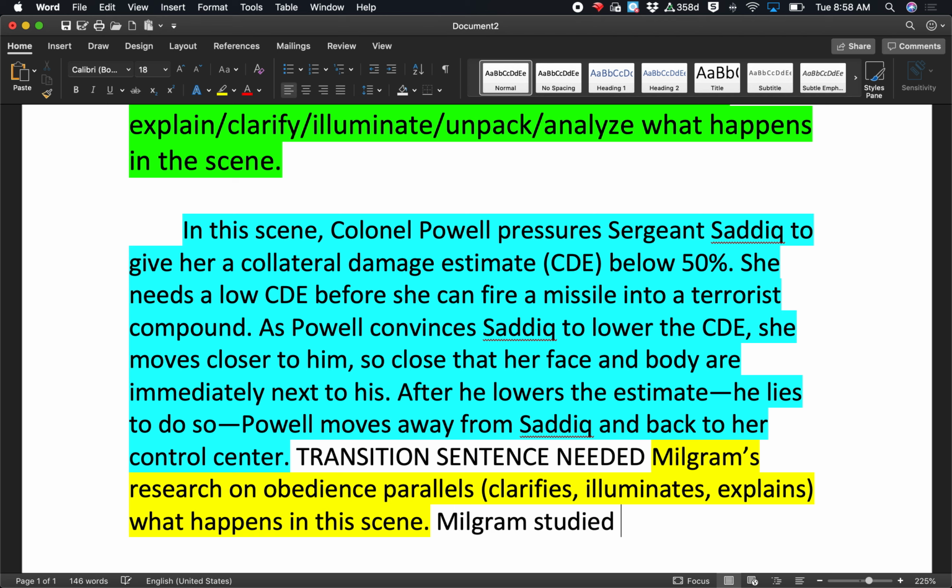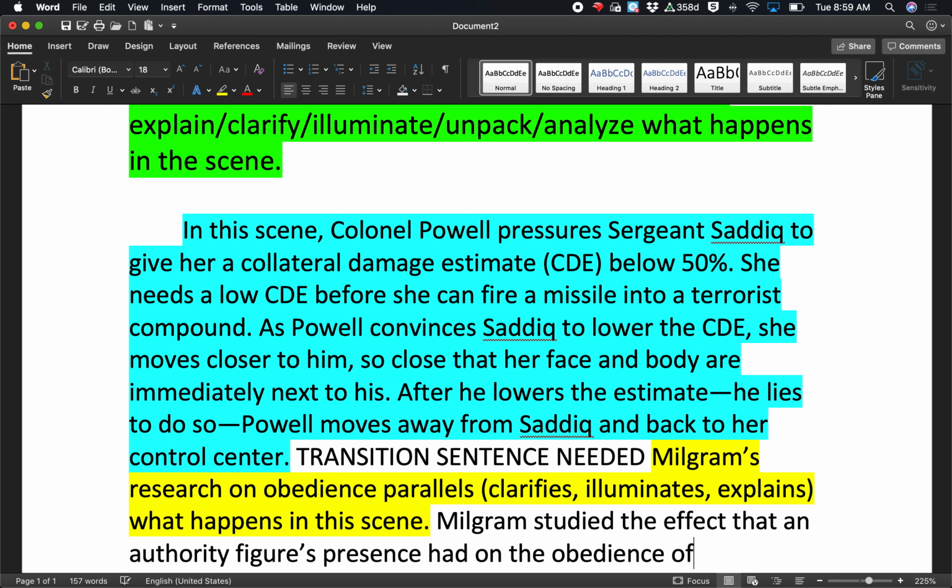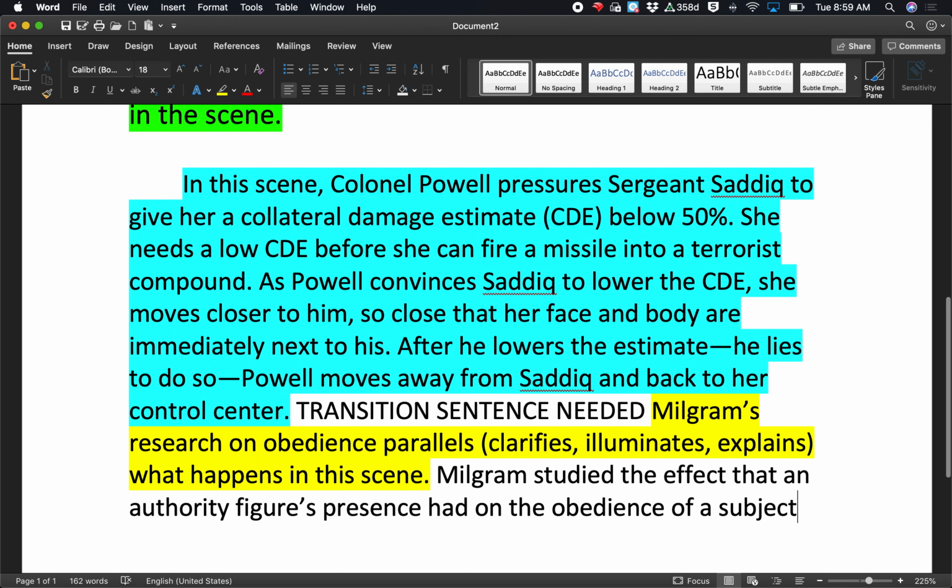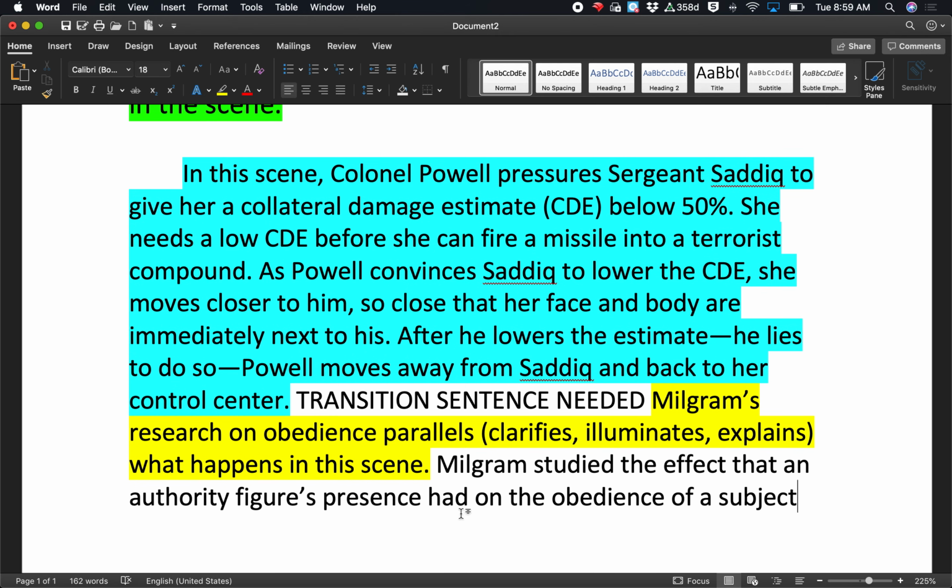Milgram studied the effect that, let's see, an authority figure's presence had on the obedience of a subject. Even as I write that sentence, it sounds awkwardly worded. I have these two prepositional phrases in a row that are unnecessary, but I'm going to fix it later. Anyways, he concluded that, and now I need a quote. Where's my book?